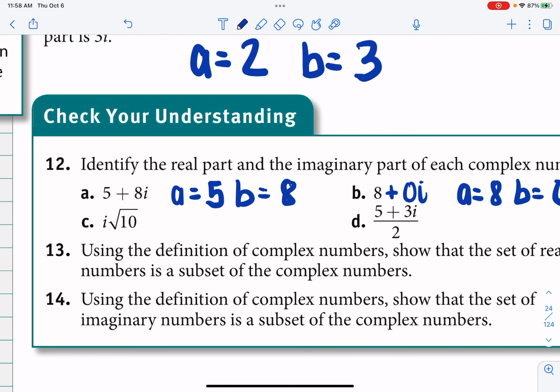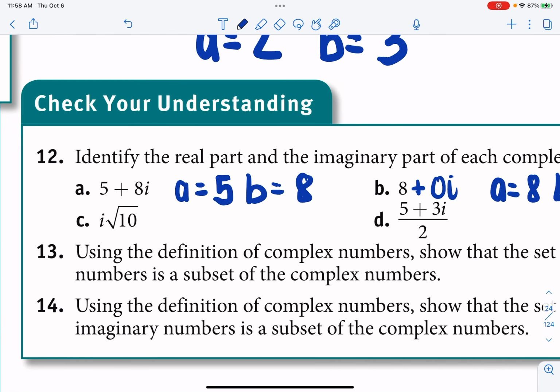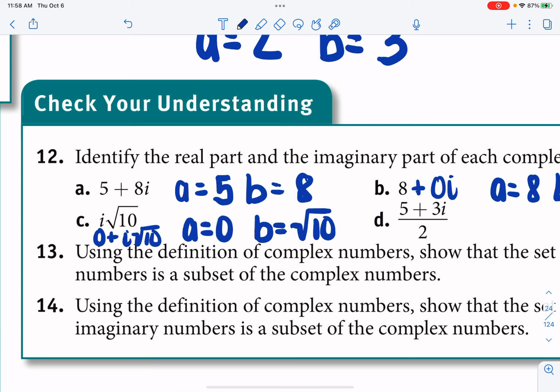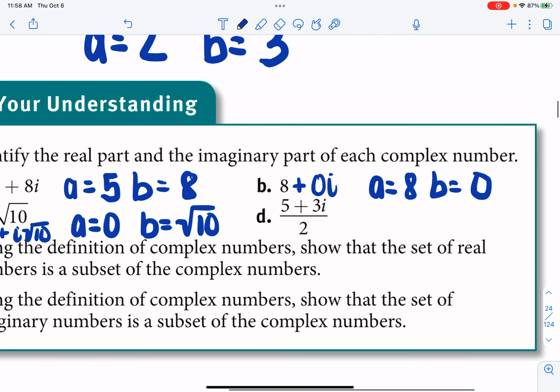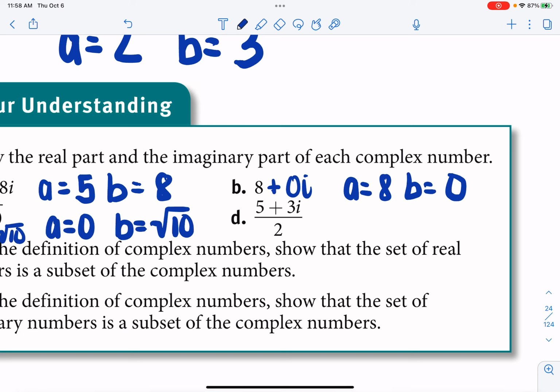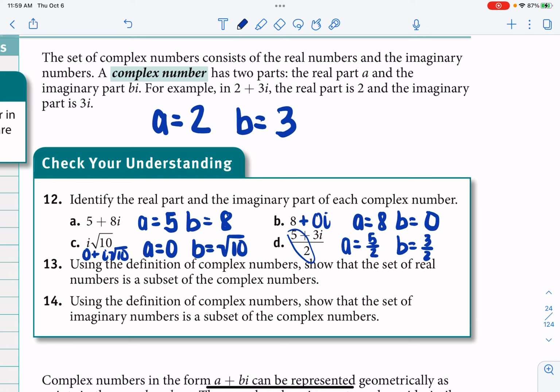Similarly for c, if you don't see an addition, you can add 0 plus this. So in this case, a would be 0 and b would be the square root of 10. And then finally d: you have to divide both by 2, so your a would be 5 over 2, and your b would be 3 over 2. So we're just practicing labeling a's and b's.